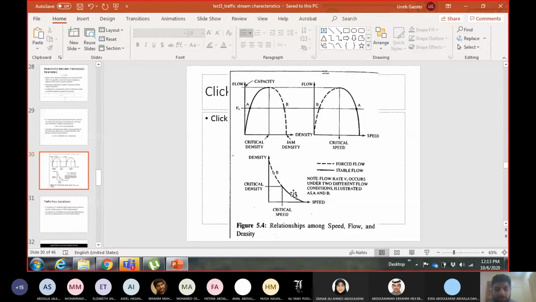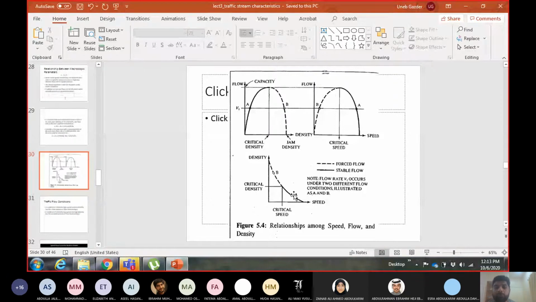Starting with density and speed, because this is the easiest one, and I've already explained it in the previous lecture as well. When density increases, speed decreases. See, density increases, speed decreases. Why? Density meaning more vehicles on the road, less spacing. So with less spacing, you will adopt a lower speed. So this is very easy.